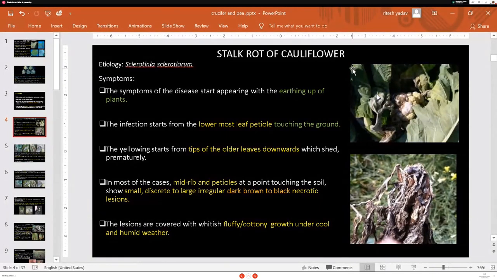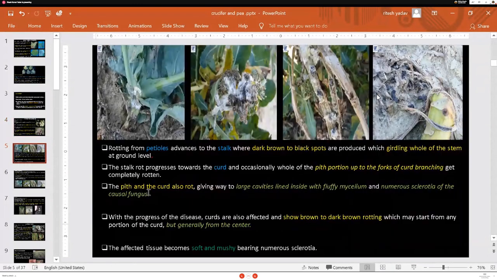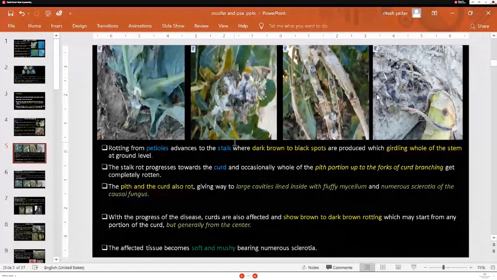So there may be dark colored, dark brown or sometimes black necrotic streaks seen on the midrib of the lower leaves or on the petiole of the lower leaves. When this disease progresses, as I already said, they cause extensive rotting because they have an enzyme known as pectinase. They can cause soft rot, and after some soft rotting, it is further accompanied by some fluffy mycelial growth.